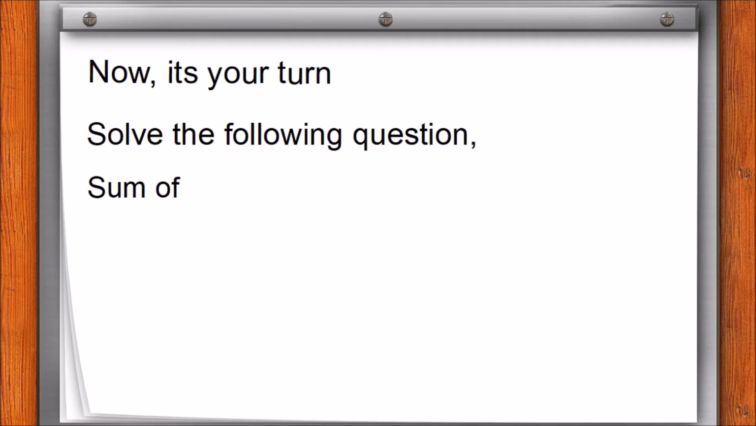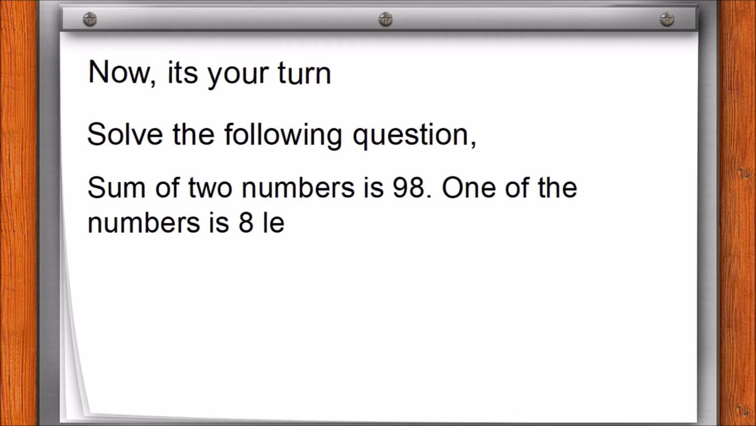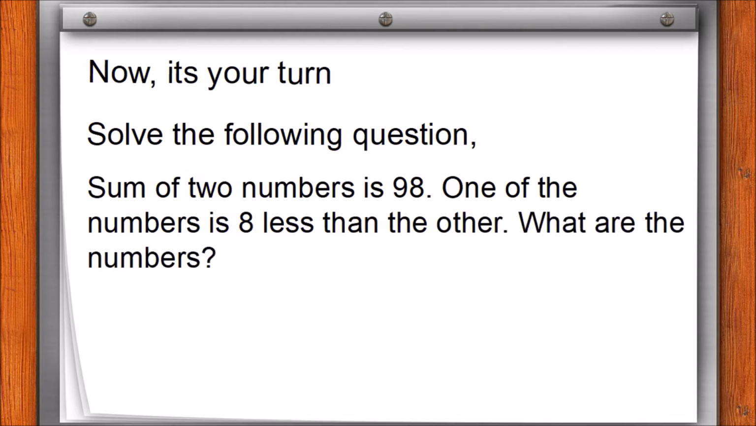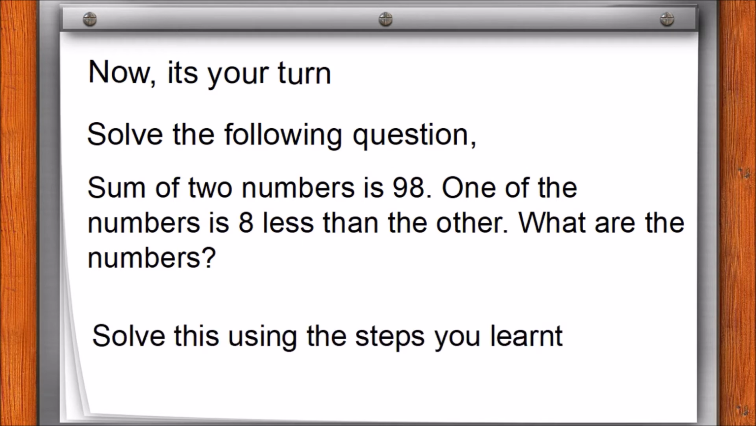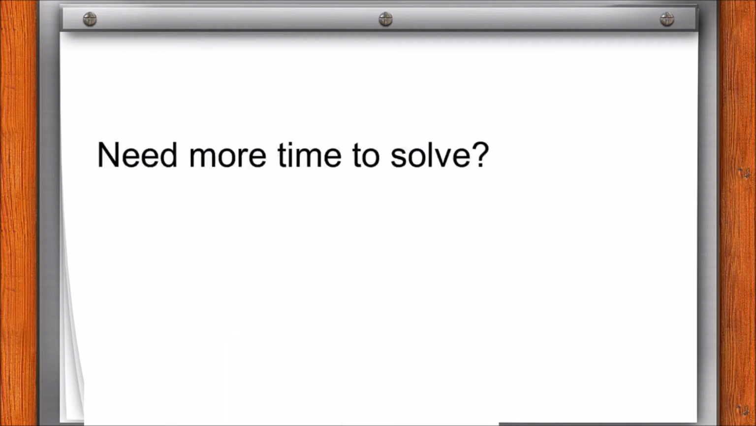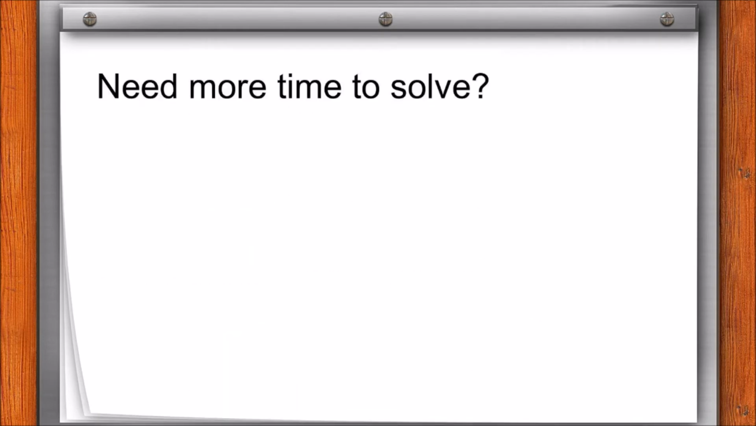Now, it's your turn. Solve the following question. Sum of two numbers is 98. One of the numbers is 8 less than the other. What are the numbers? Think. Solve this using the steps you learned earlier in this video. If you need more time to solve, pause the video till you solve and then check the answer.